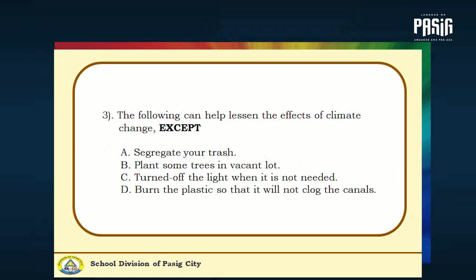Number 3. The following can help lessen the effect of climate change except A. Segregate your trash. B. Plant some trees in a vacant plot. C. Turn off the light when it is not needed. D. Burn the plastic so that it will not clog the canals. Timer starts now. And the answer is letter D. Burn the plastic so that it will not clog the canals.